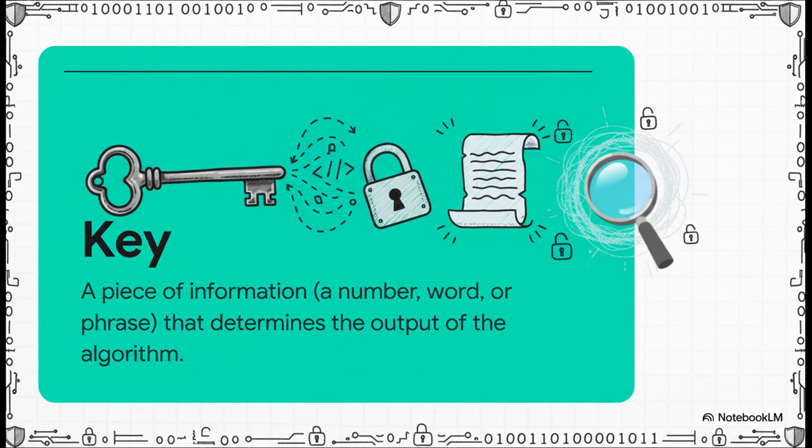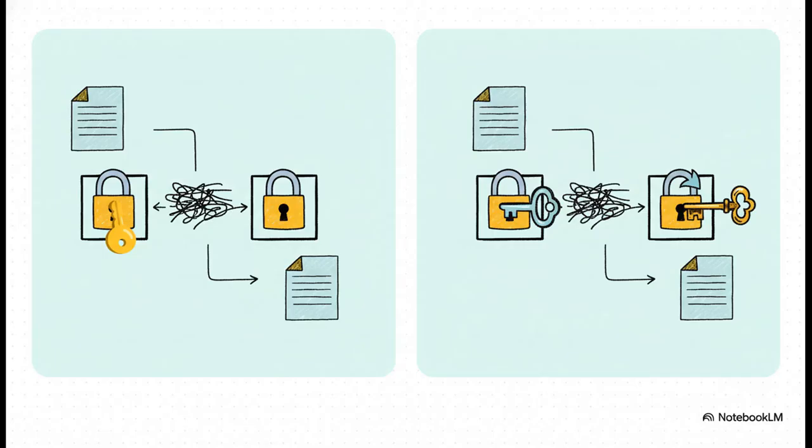Think about it. Even if a thief knows the brand of lock on your safe, they still can't open it without the specific physical key. It's the same idea here. Now, it turns out there are 2 main ways to handle keys. On one side, you've got what's called symmetric. This is pretty simple. You use the exact same key to both lock and unlock the message. It's super fast, but you've got a big problem. How do you securely share that one secret key with someone else?